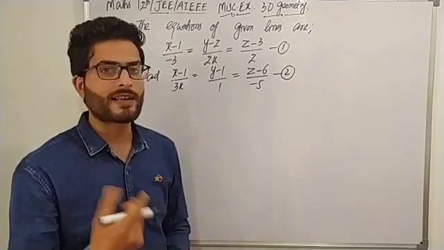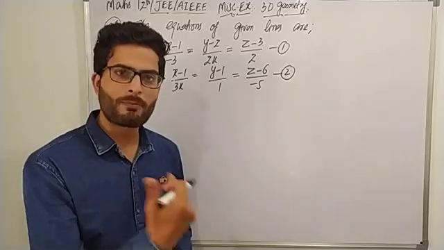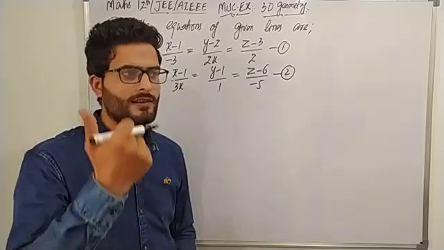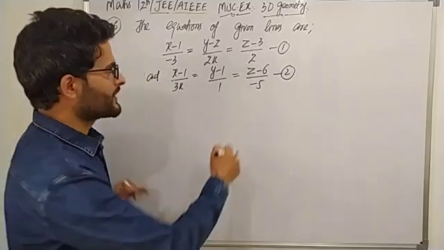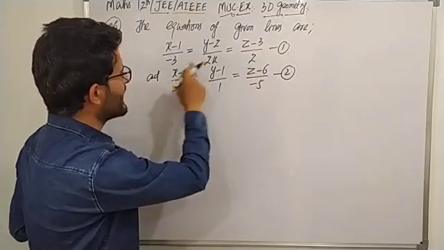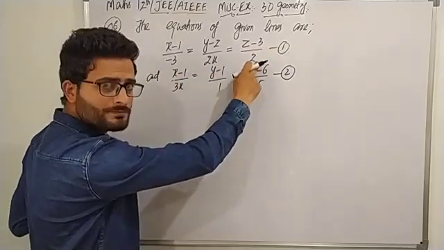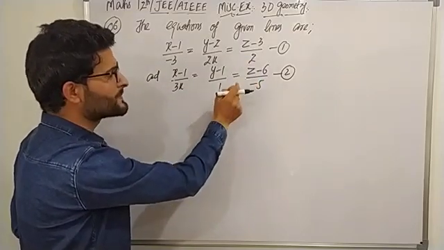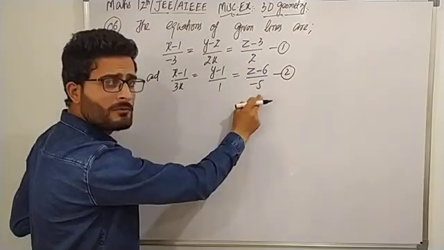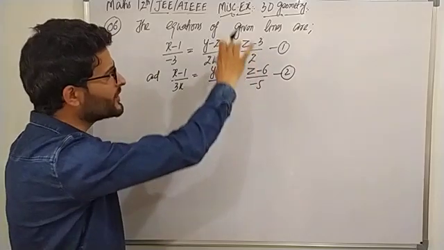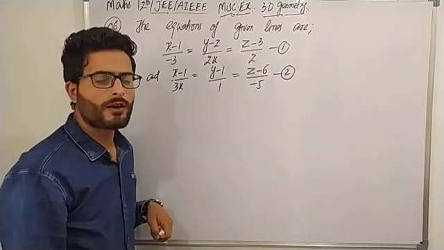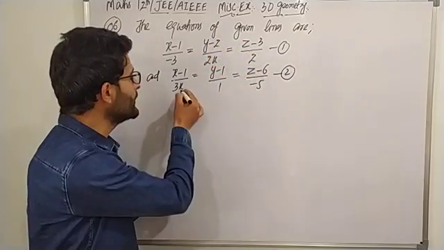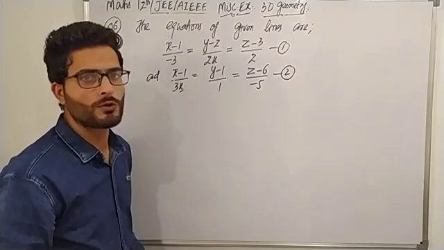While a, b, c are the direction ratios of the vector parallel to the line, or we can say that they are the direction ratios of the line. So the direction ratios of the first line are minus 3, 2k, 2, and the direction ratios of the second line are 3k, 1 and minus 5. Now it is given that these two lines are perpendicular, and we need to find the value of this unknown k. हमें इस unknown k का वैल्यू चाहिए.